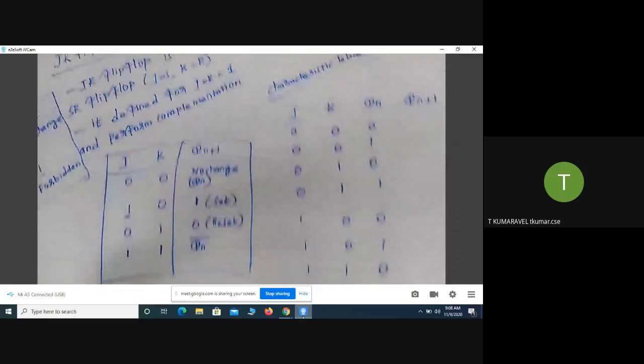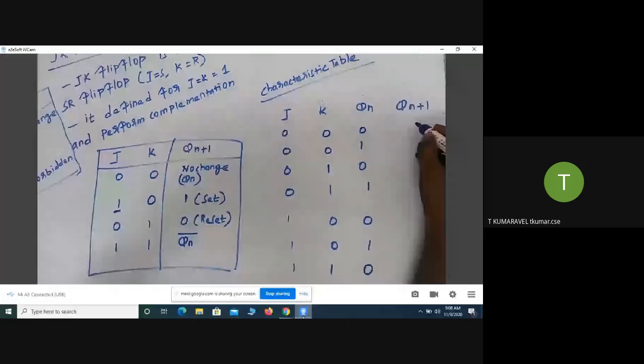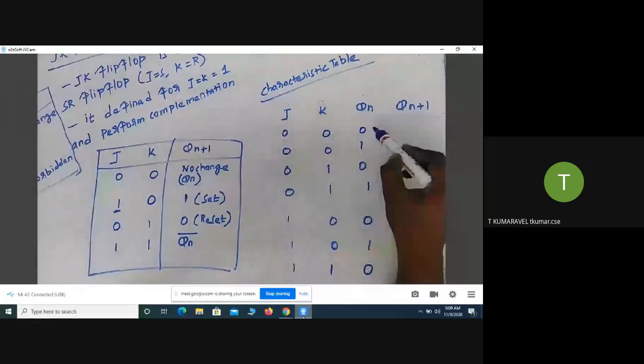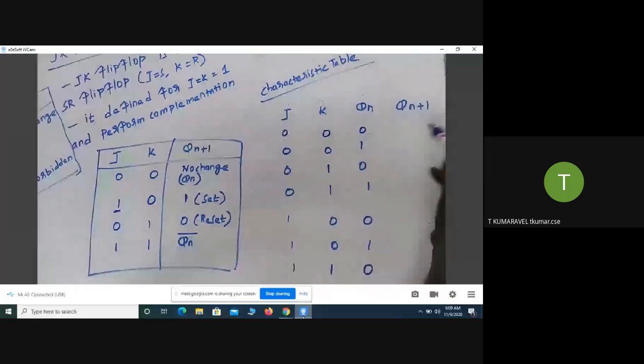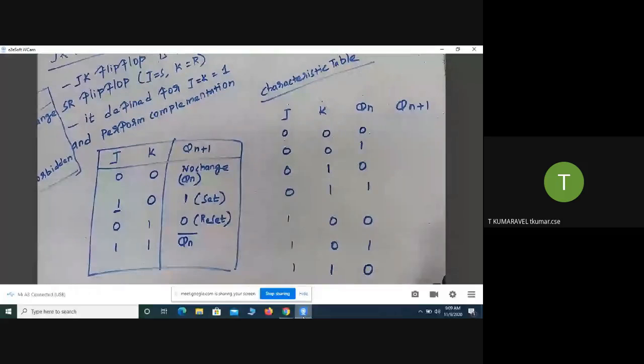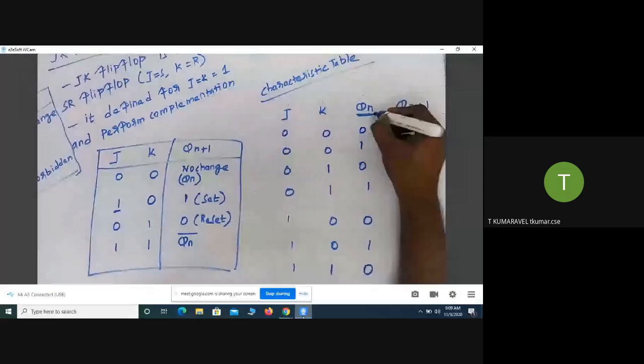How am I going to fill up the output? Based on the JK flip-flop table. So look at the table. For example, J input is 0 and K input is 0, and the previous stage output equals 0. Then I predict the current output. Look at the table: if J equals 0 and K equals 0, there is no change. No change means it will retain the previous state. What is the previous stage here? The previous stage output equals 0. That's why I write 0. Is it okay for you?